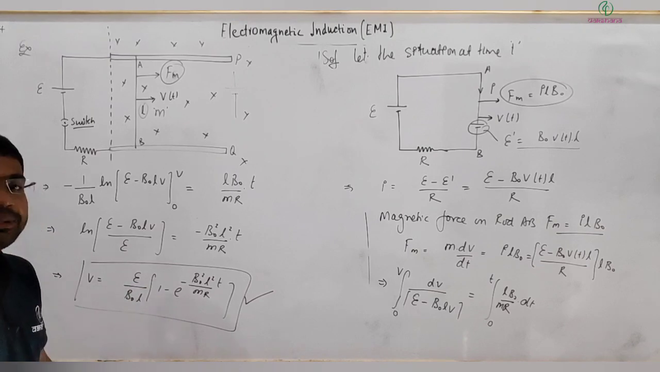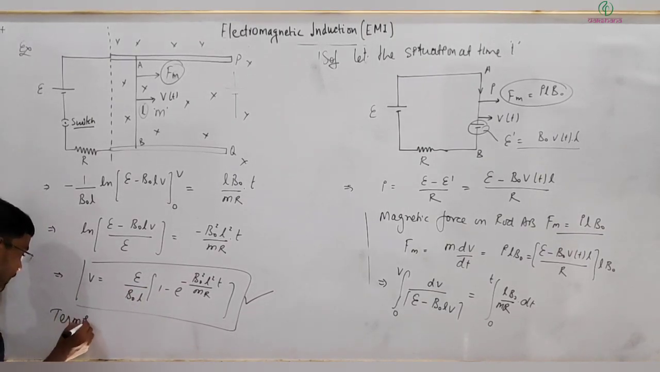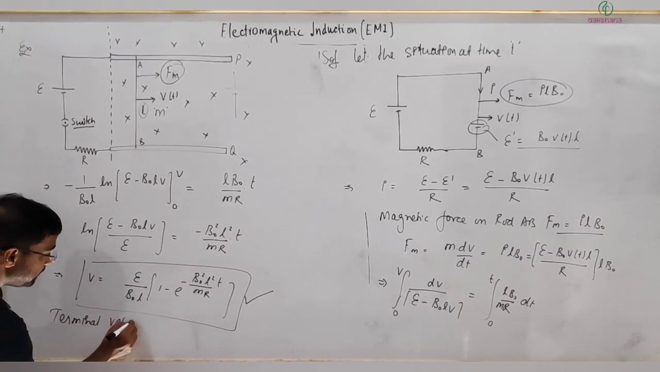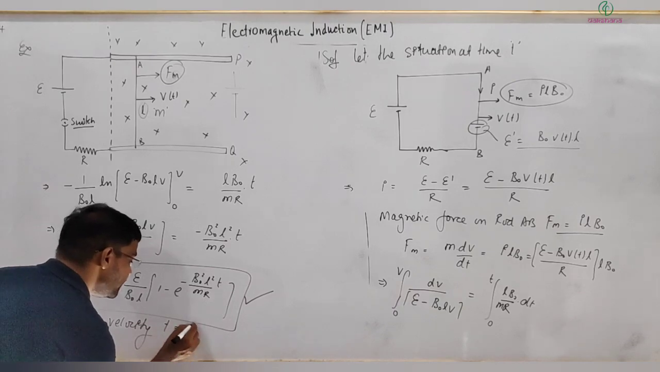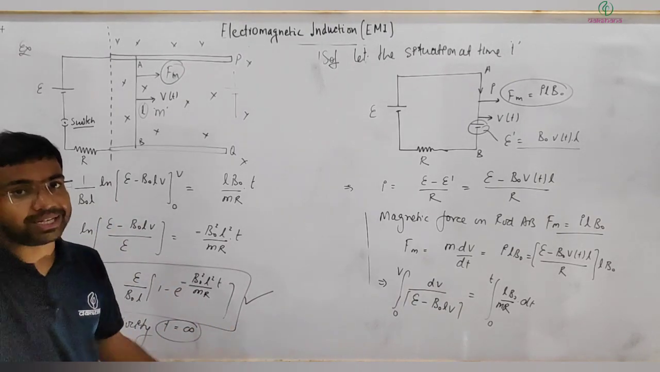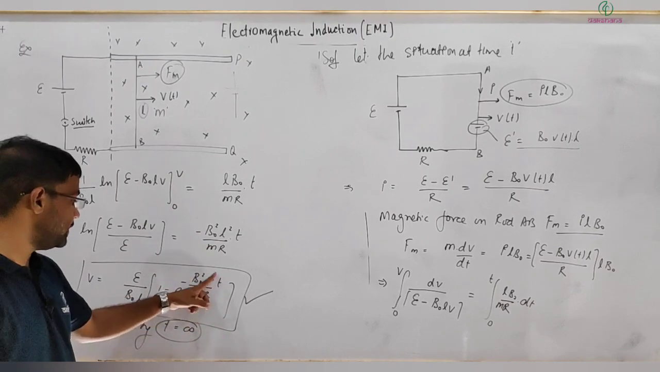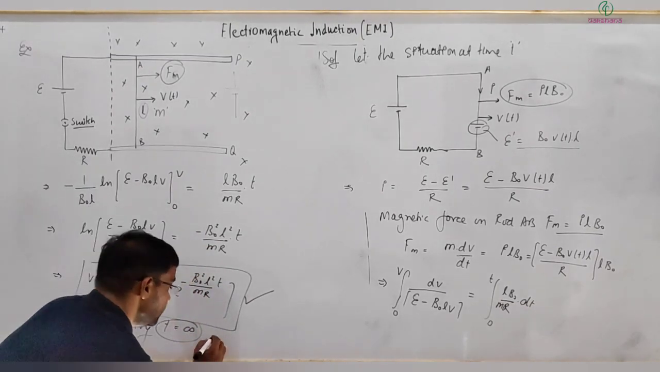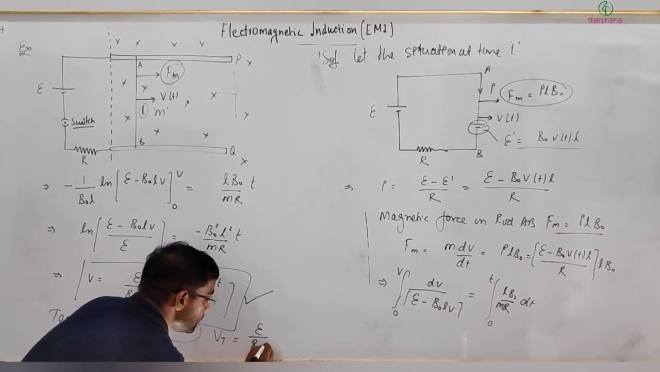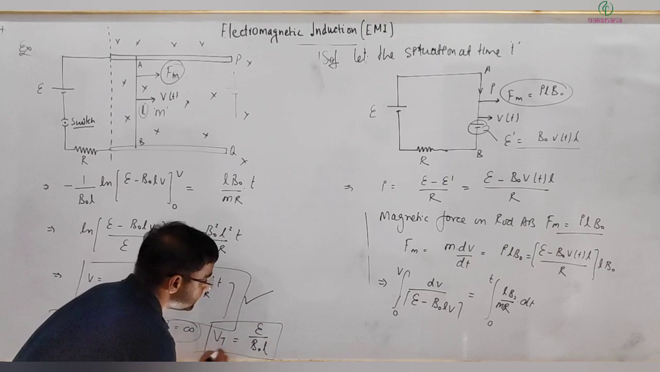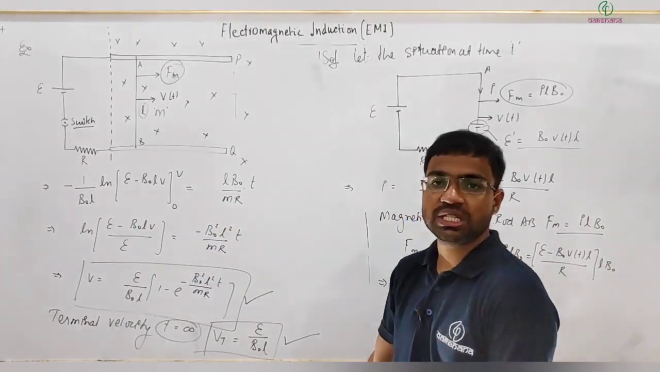Next thing is terminal velocity. One way is you can write at t equal to infinity, that is, finally at infinite time with what velocity this rod will be moving. If I substitute t equal to infinity, the exponential term will be simply 0, and the terminal speed Vt comes out to be E divided by B naught into L. This is the answer for terminal speed. So I hope you understood this question.